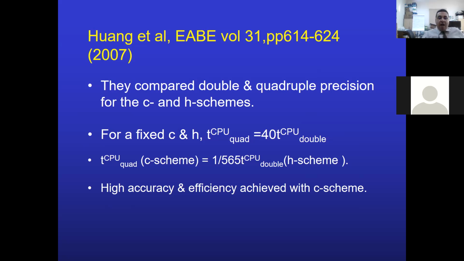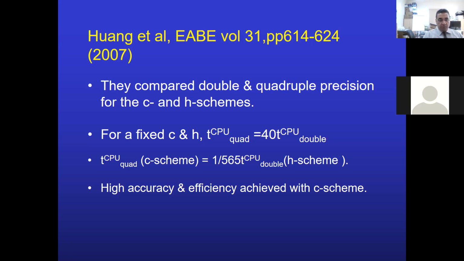And I should put down what the half precision is, but I didn't bother because the answers are nonsense. Anyway, if you looked at the time for refining the shape parameter in quadruple precision, that time is 1/565 that of the double precision scheme.